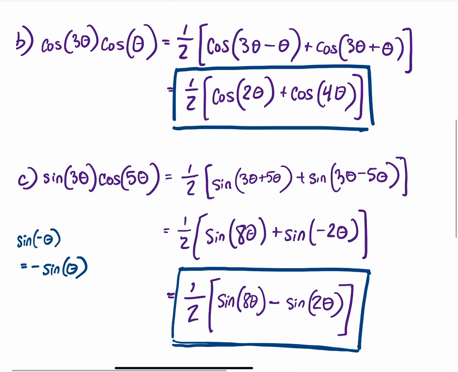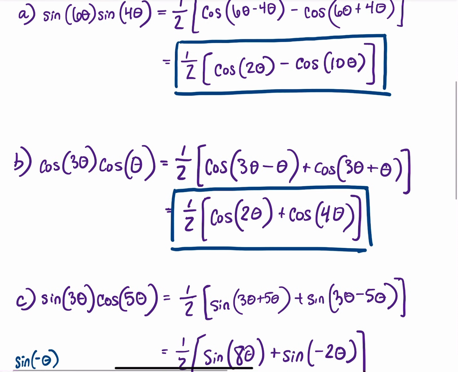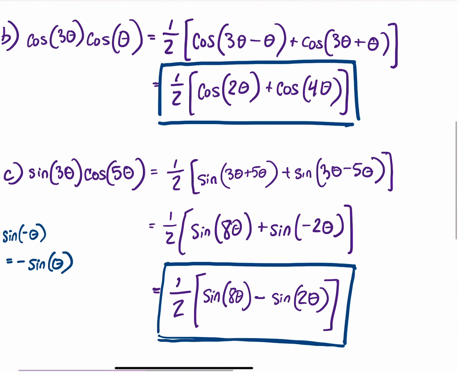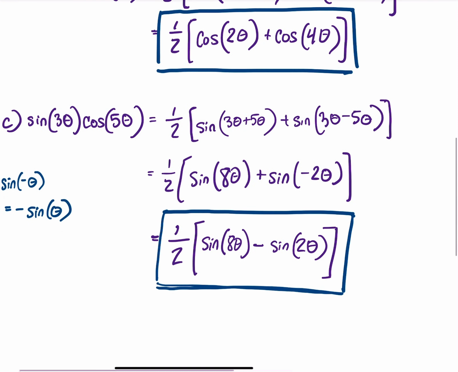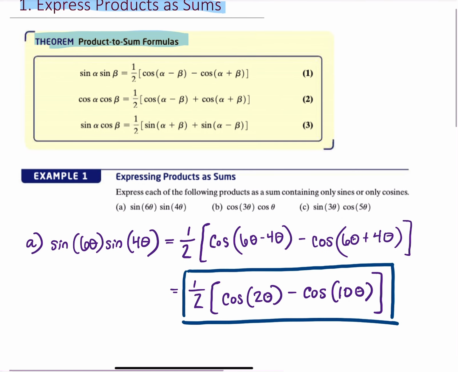So that's taking a product of two trig functions, either two sines or two cosines, or a sine and a cosine, and expressing it as a sum or difference of individual sine or cosine functions. So we can add these to our list. And we can go the other way too. We can have a sum and turn it into a product. So that's what our second section is on.